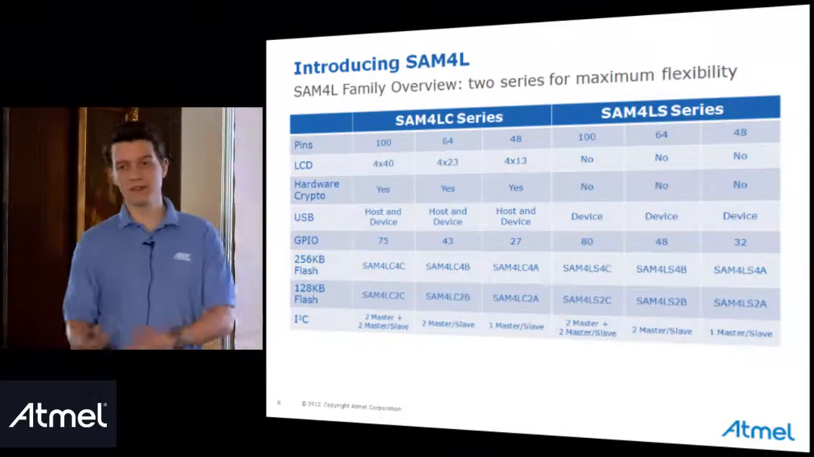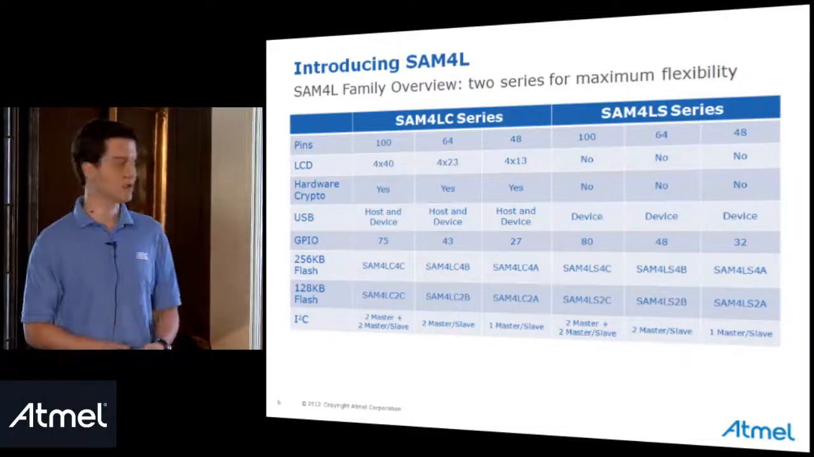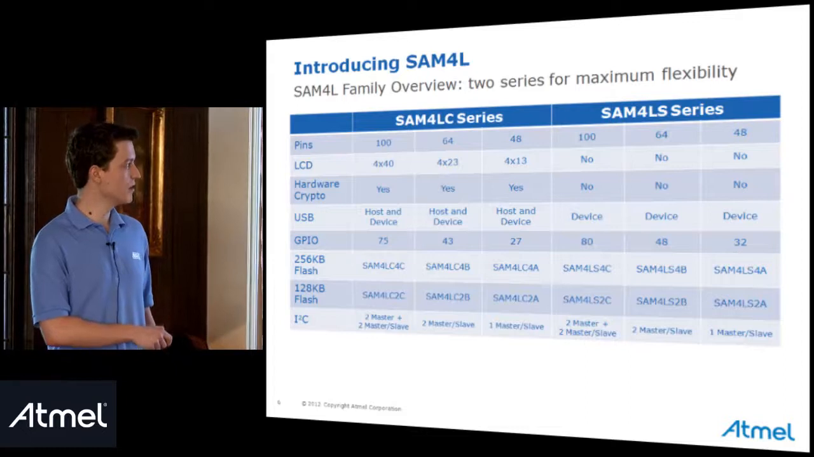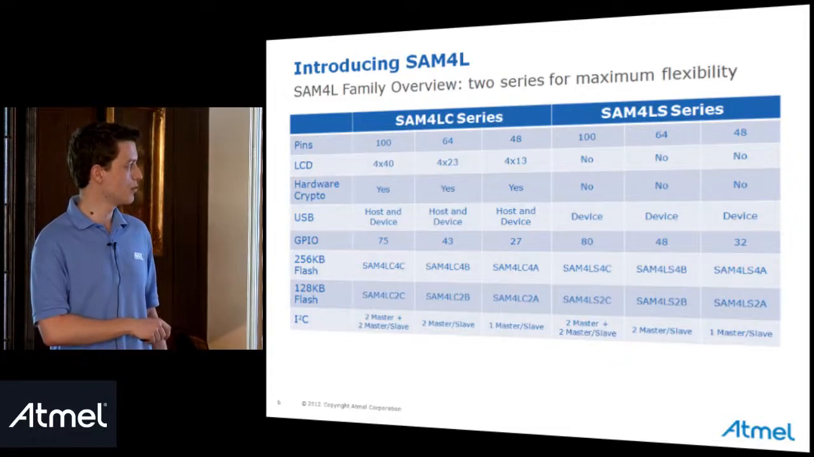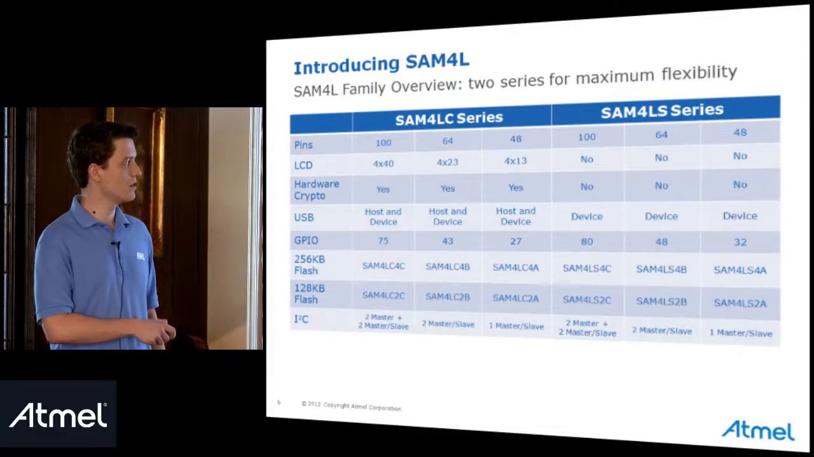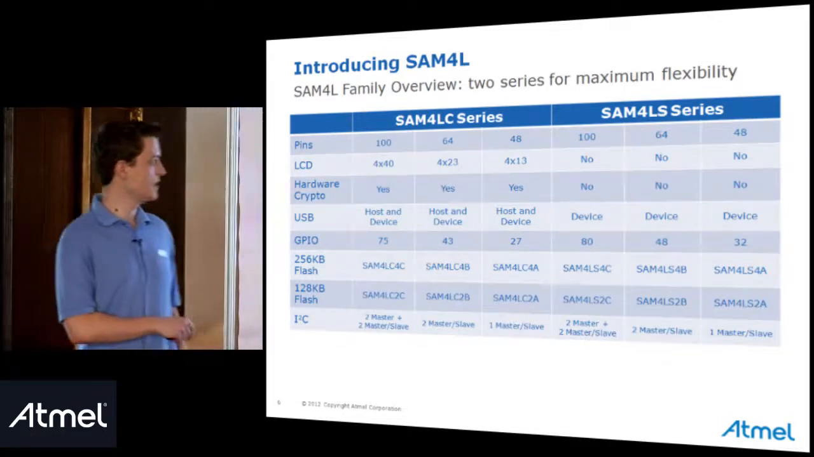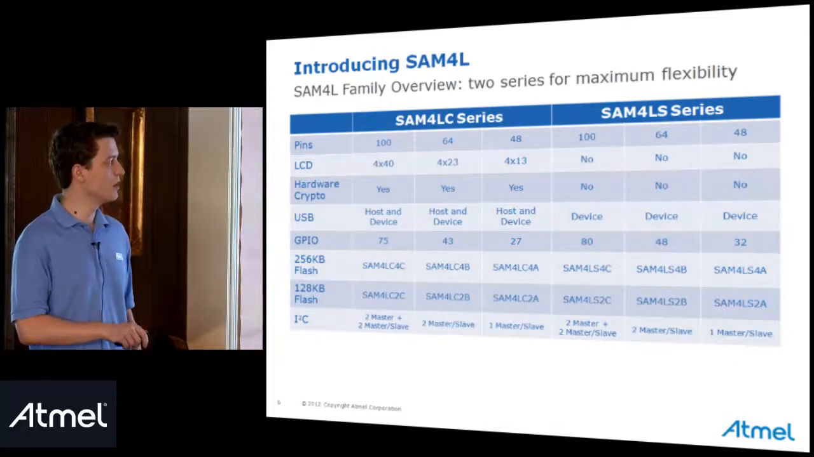In terms of derivatives, the SAM4L is divided into two series. The first one is the SAM4L C series, which mainly embeds the segment LCD controller, a hardware crypto, and a USB, which is host and device. The second series is the SAM4L S, which does not include the LCD, nor the hardware crypto, and has a USB which is only device.